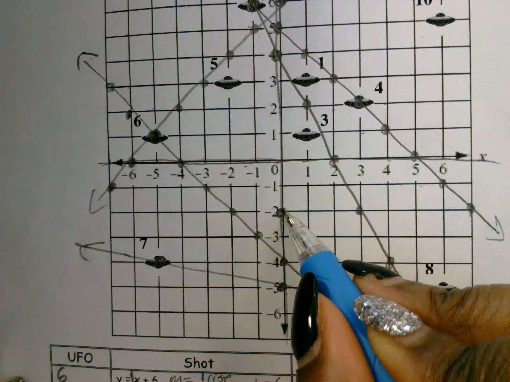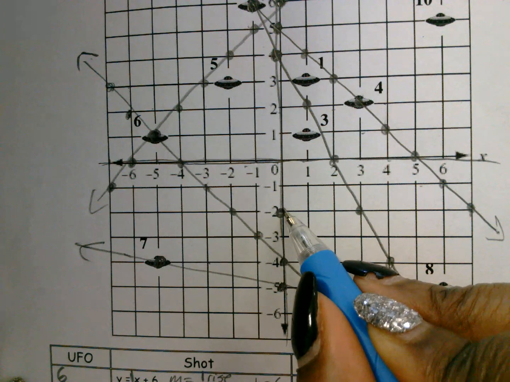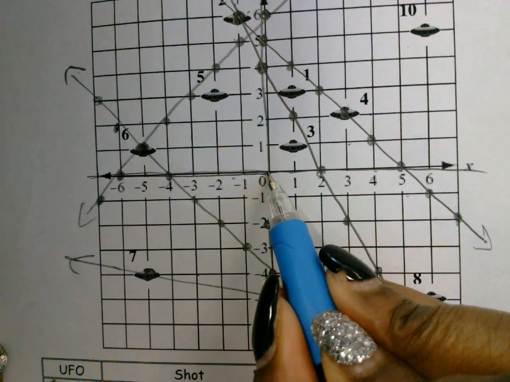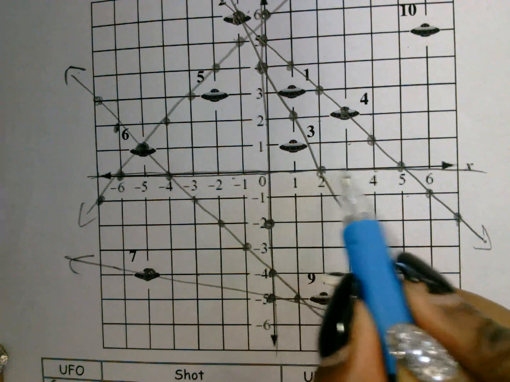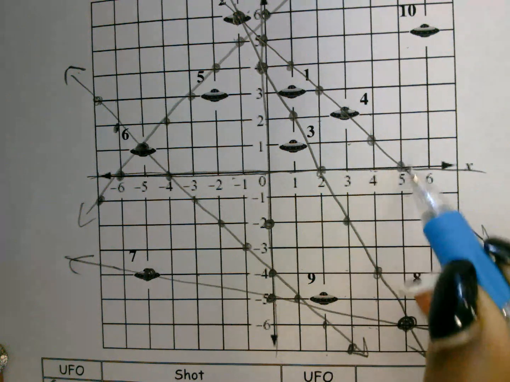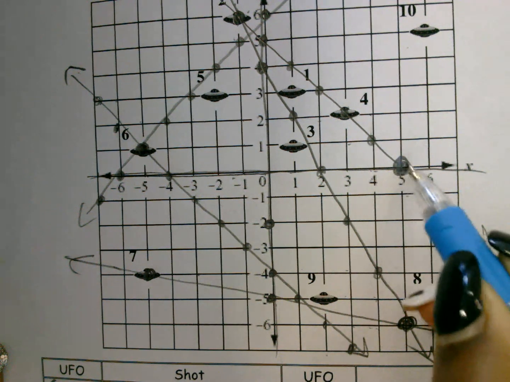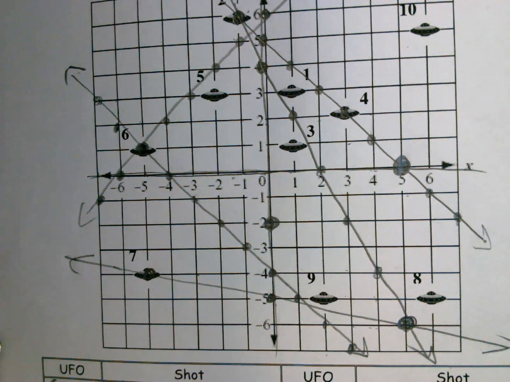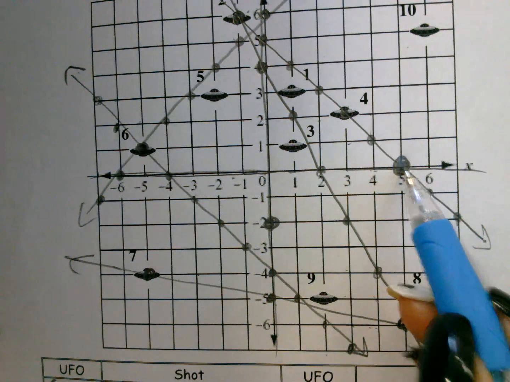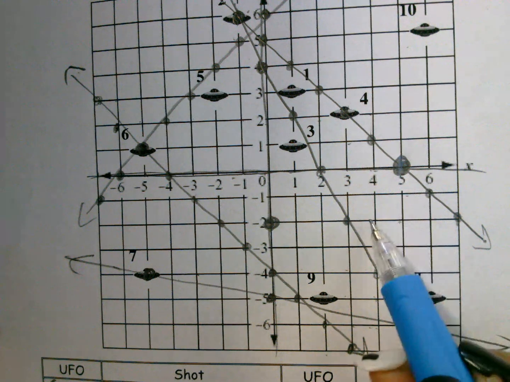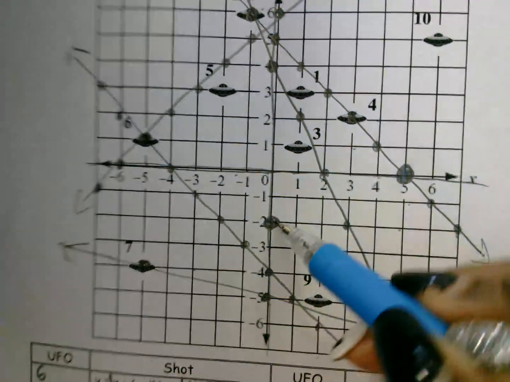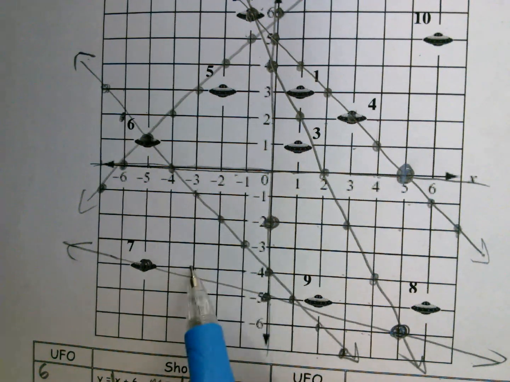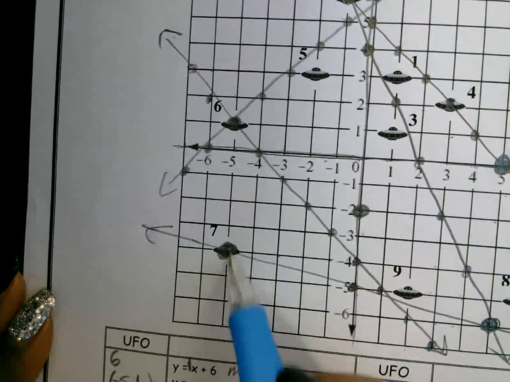So from here, I'm going to go up 2 and to the right 5. Got it? So from here, I go up 1, 2, and to the right 1, 2, 3, 4, 5. Make this a big point so I can see it, okay? Got it so far? Okay. I need to go in the opposite direction, so go down 1, 2, and to the left 1, 2, 3, 4, 5 is right here.